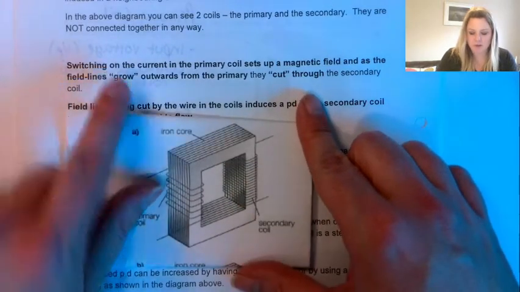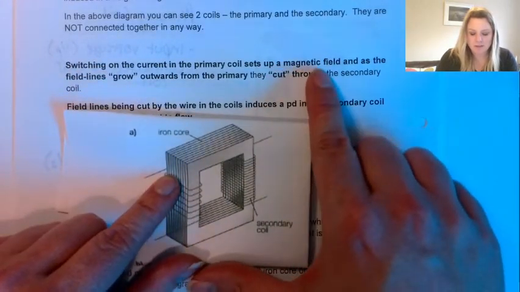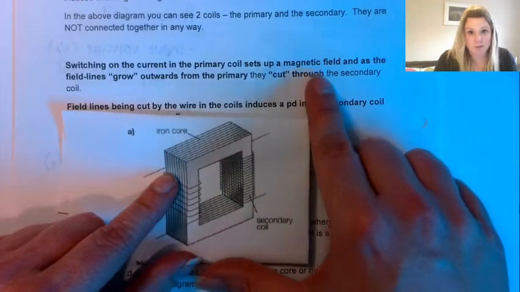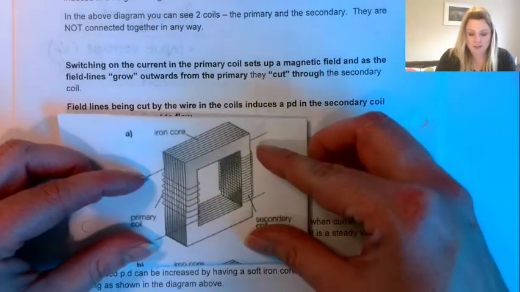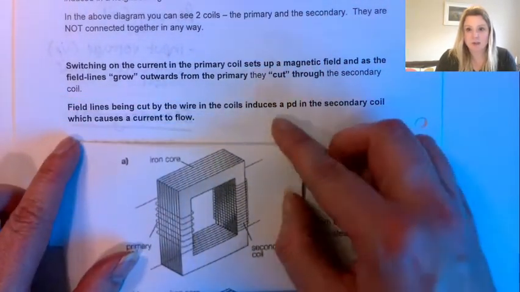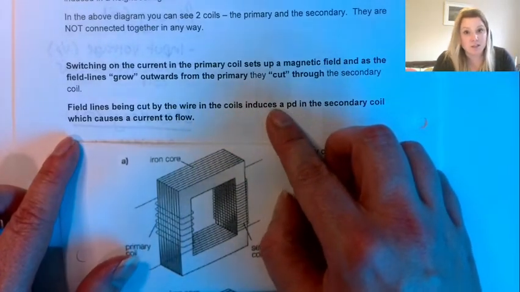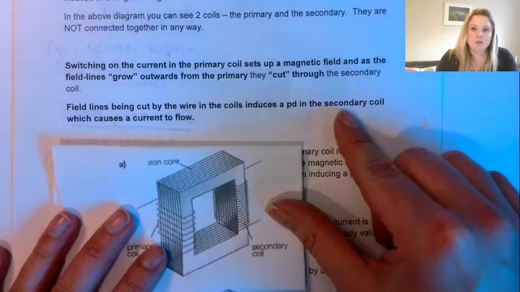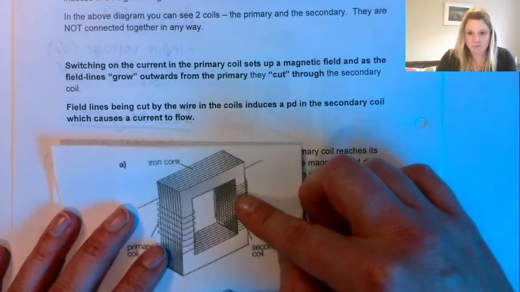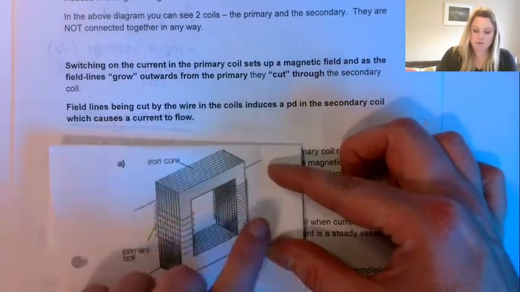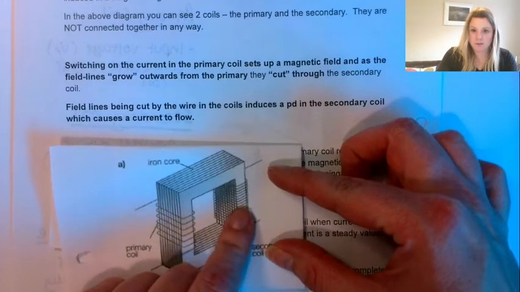So switching on the current in the primary coil sets up a magnetic field, and as the field lines grow outwards from the primary, they cut through the secondary coil. Field lines being cut by the wire in the coils induces a PD, remember that stands for potential difference, voltage, in the secondary coil, which causes current to flow. So them growing out there creates a current flowing in this one. It's very clever, isn't it?